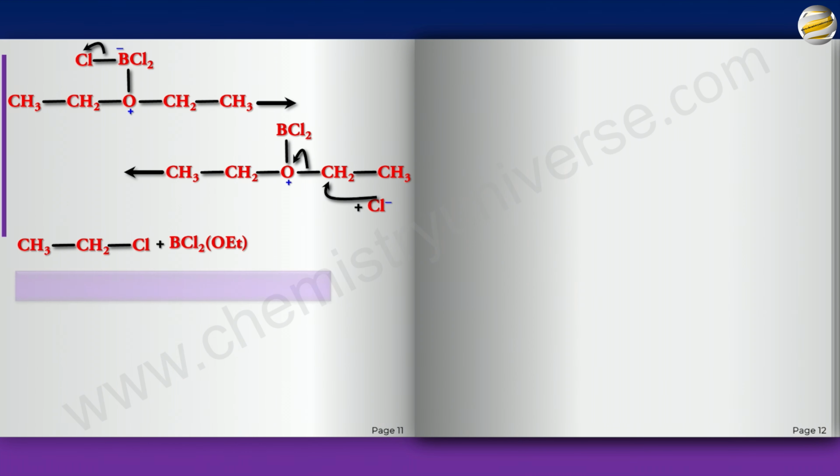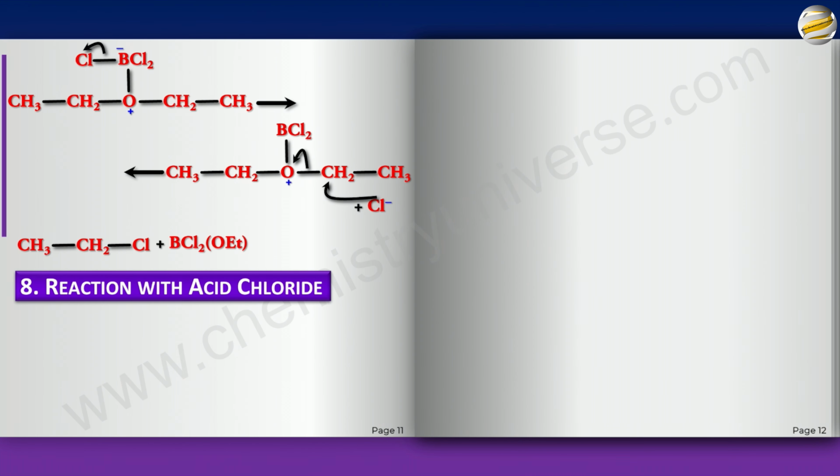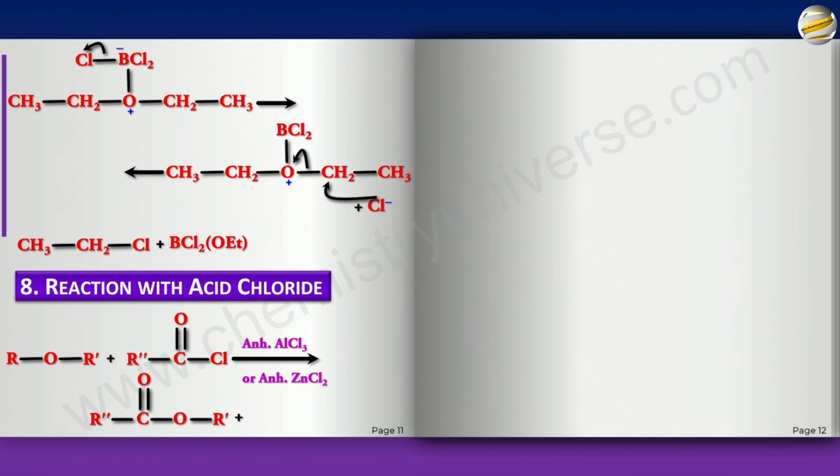Then comes reaction with acid chloride. Now, ethers react with acid chloride to form esters. They'll react with anhydrous AlCl3 and zinc chloride, and you'll get esters and alkyl halide. Again, you have to figure out which ester is formed, because ultimately you have to figure out, is this OR coming onto this carbon or OR prime coming onto this carbon?